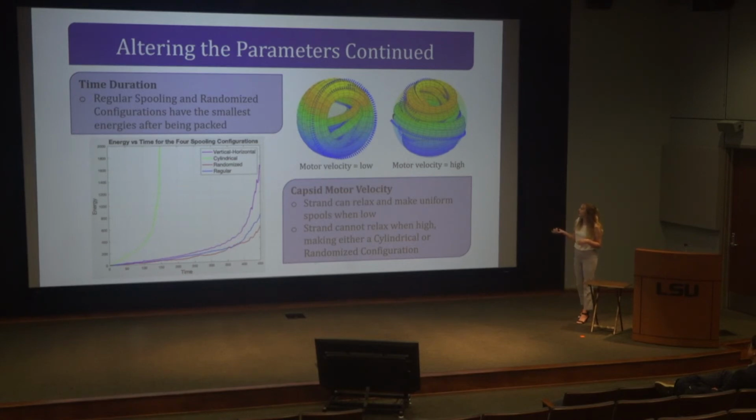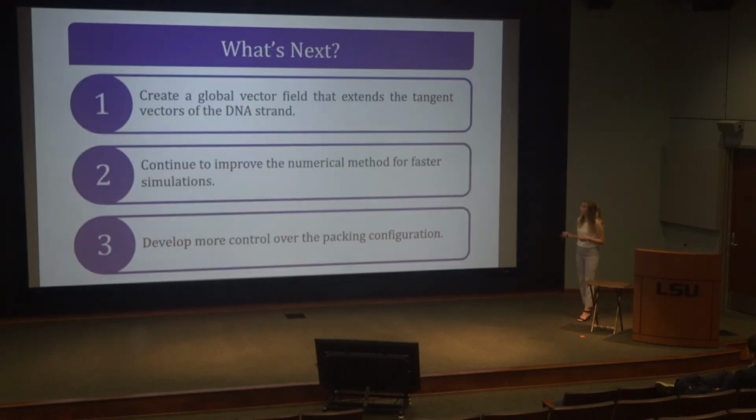And then for the capsid motor velocity, it's somewhat of what you would expect. When it's lower, it lets the strand relax more, which creates more uniform spools. And when it's higher, it can make the spools, but it doesn't make them go all the way out to the capsid. So it creates that cylindrical look, and it can also create a randomized configuration look.